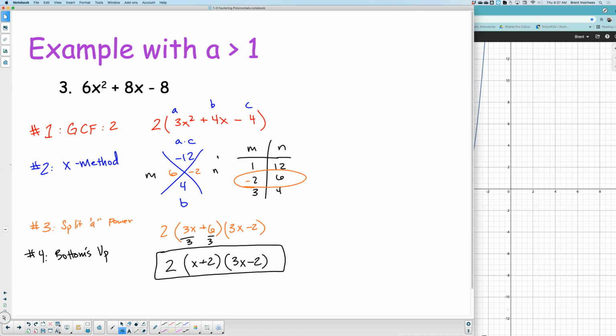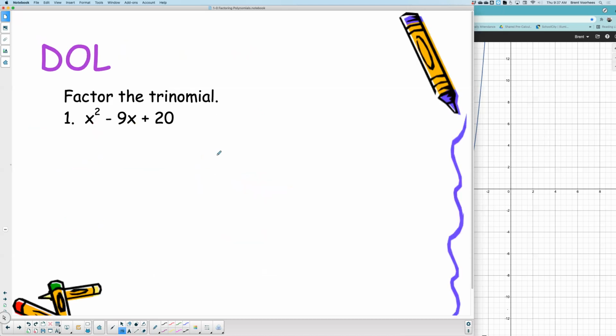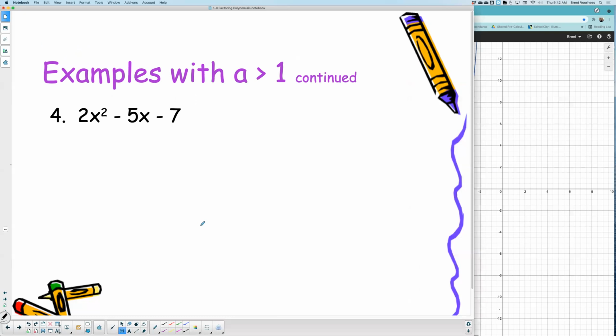With that, I'm going to give you your first DOL, and then I'm also going to do that enrollment count. So here it is. I want you to factor this trinomial. You'll have a couple minutes. All right, let's continue on. So now I'm going to give you more examples so we really learn this well.